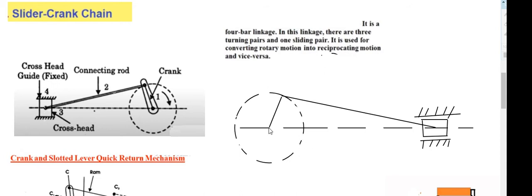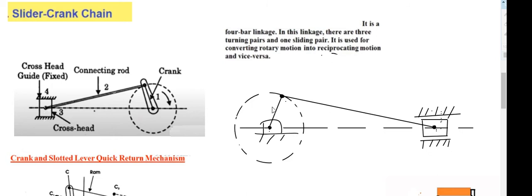So here is a pin joint. You should mark the joints. This is a pin joint, here is another pin joint, and there is another pin joint. This forms a turning pair, this forms a turning pair, this forms a turning pair. And this one forms a sliding pair between the piston and the cylinder.